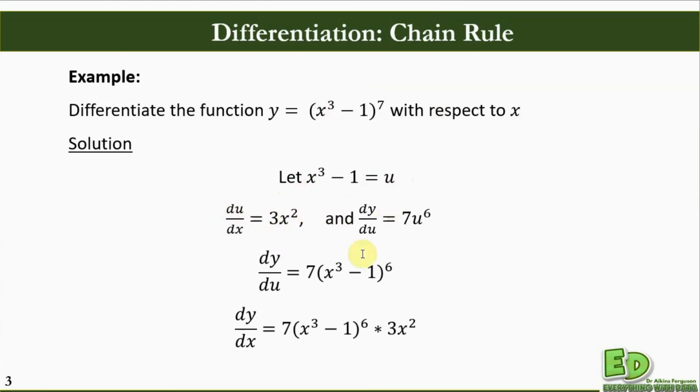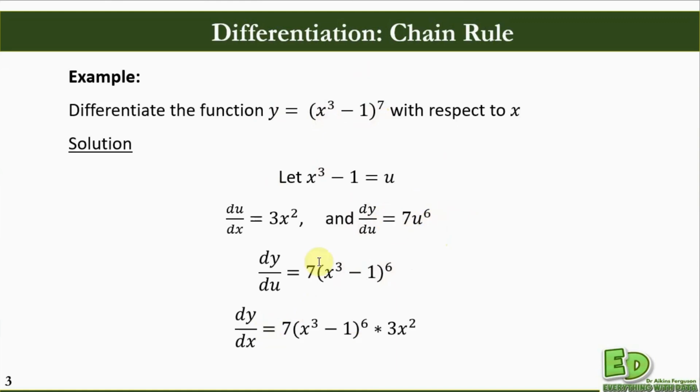And we'll rewrite the function again. Now we said that x cubed minus 1 is u, so y is equal to u to the power 7. Then we can differentiate y with respect to u, because x cubed minus 1 is now u to the power 7. So dy over du here will give you 7u to the power 6. The next step is to back substitute u, putting the actual term of u here, because the function was given in terms of x, not in terms of u.